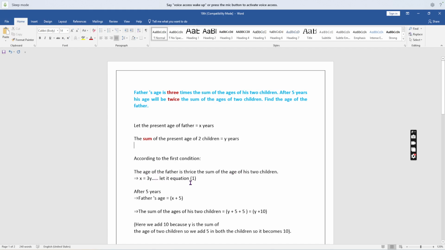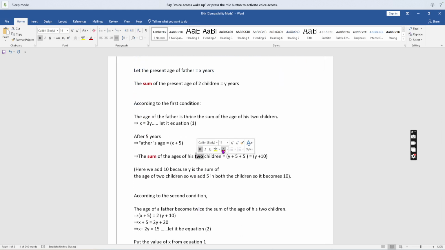X is equal to 3y as per the question, and we are going to let it be equation 1. Now, after 5 years, father's age will be x plus 5, but the sum of the ages of his two children would be y plus 10, because whatever the ages of those two children are, after 5 years there would be an increment of 10 years, plus 5 in one son and plus 5 in another son. Here we add 10 because y is the sum of the ages of two children. So we add 5 to both the children. So it becomes 10. That's it.